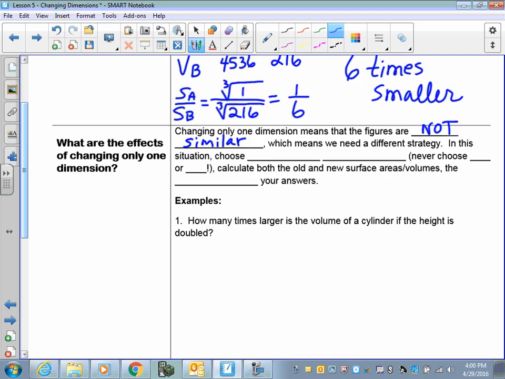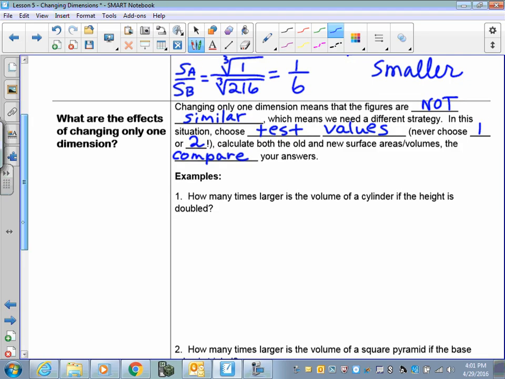In this situation, why don't we just choose some test values? When we choose test values, we're not going to choose 1 or 2. Hopefully you can figure out why. Raising 1 to any power isn't going to change it. We don't want to use 2 because 2 squared is the same as 2 times 2. So we're going to choose other numbers besides 1 or 2, and then we'll compare our answers and see what we get. So let's do a few examples.